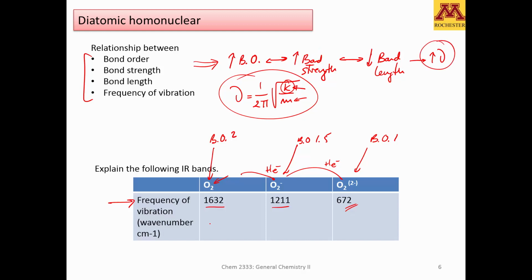And therefore, you can say that this substance has a stronger and shorter bond because it has a higher bond order and because it has a higher frequency of vibration, and this one will have a weaker bond because it has a lower bond order. Therefore, if it has a weaker bond, it will have a lower frequency of vibration.